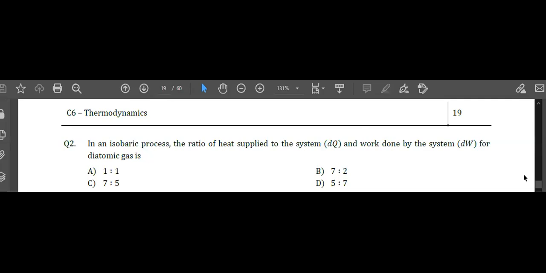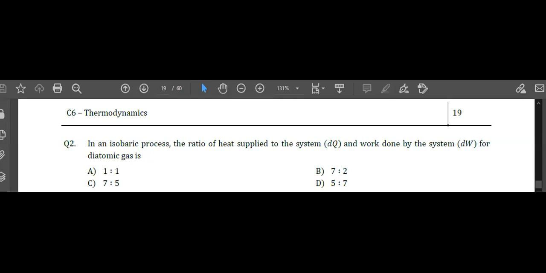Just think about this. You have to find the ratio of heat supplied to the system and the work done. You just have to use the formula, right? No, Aryan, check your answer. Check your answer, everyone.